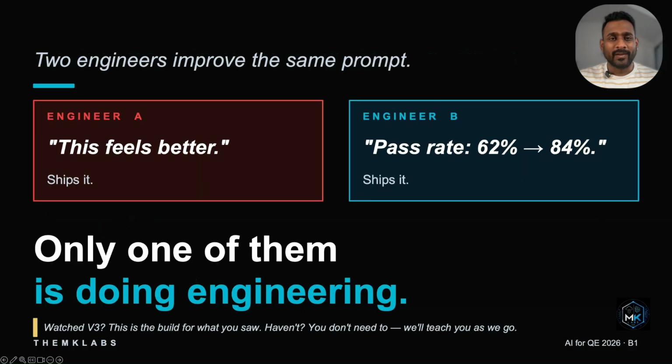Let's go. Look at this. 2 engineers, same prompt. They both want to improve it. Engineer A says this feels better and ships it. Engineer B says the pass rate went from 62% to 84% and ships it. Only one of them is doing engineering, the other one is doing vibes. That's the entire premise of this module. If you already know which one is the engineer, you're 80% of the way there.